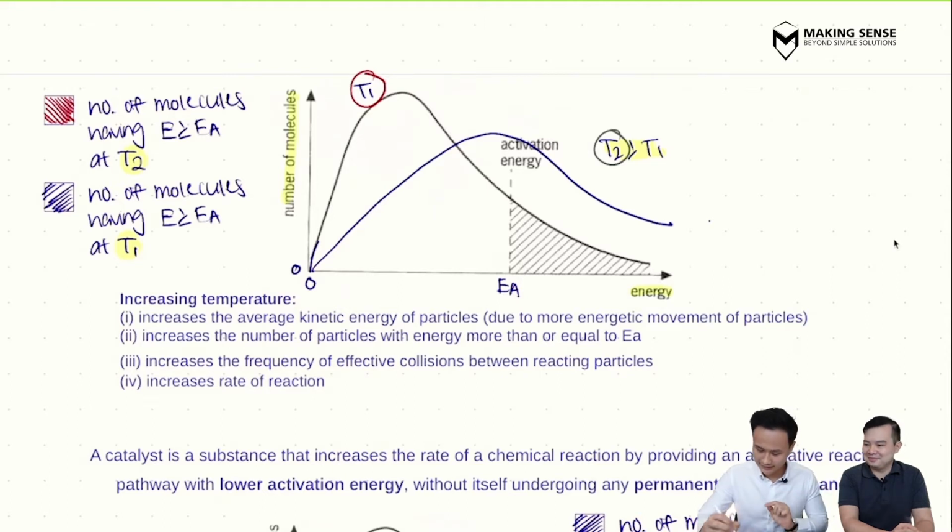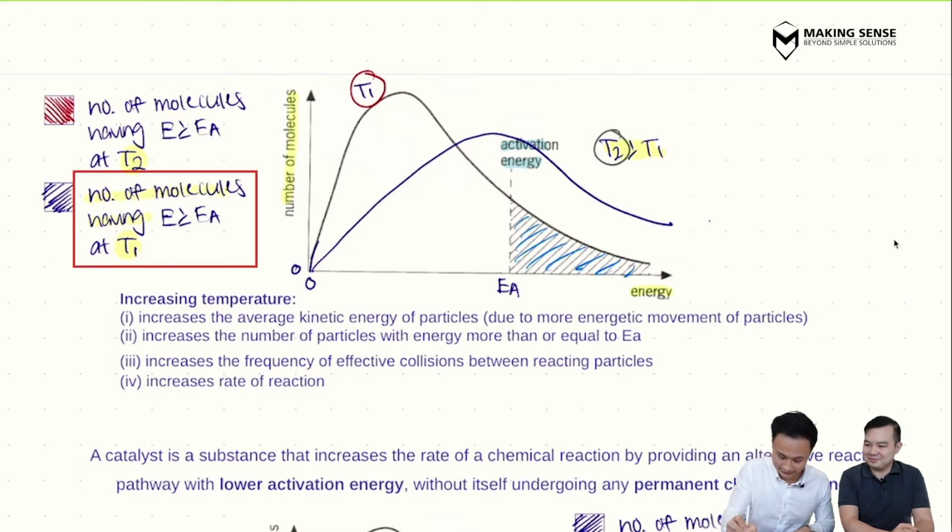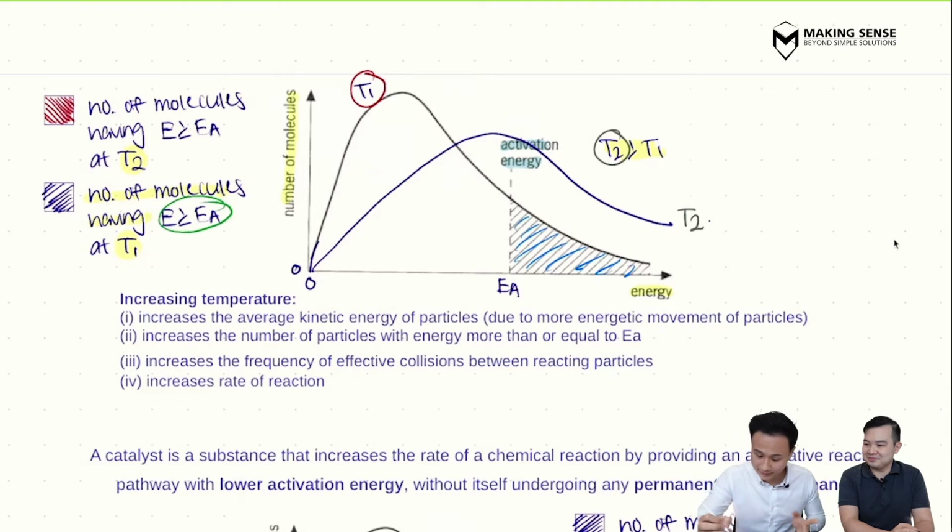So again, let's focus on the activation energy point. For a temperature of T1, the area is just here. So all of this area is the number of molecules having energy greater than the EA. Now I can do the same thing for T2. Now bear in mind, T2 is a higher temperature. So again, the area will now be larger, and I'll shade it in this way.